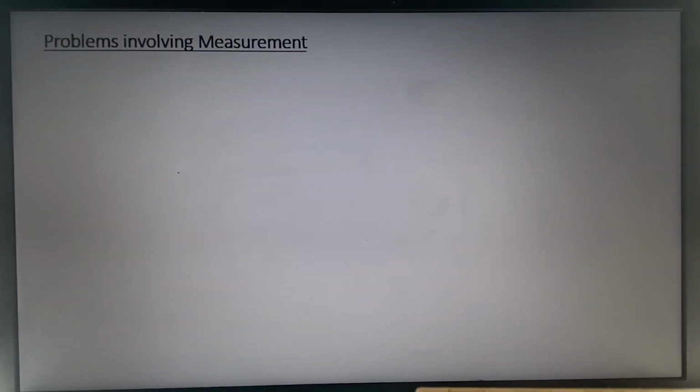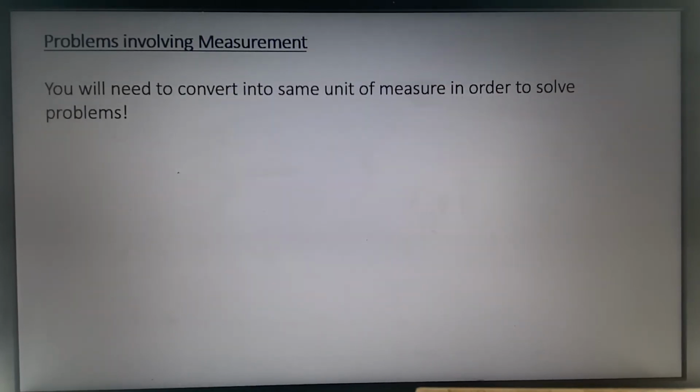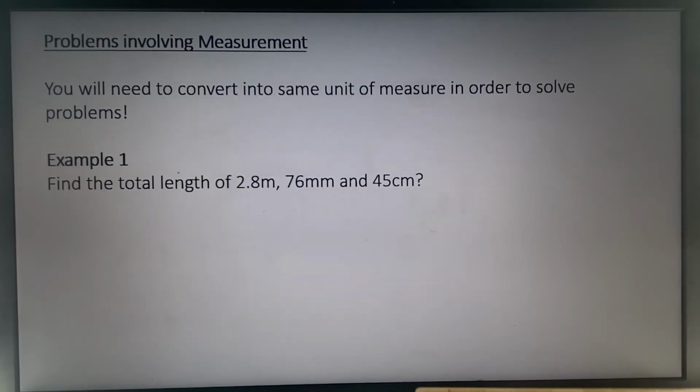Okay, so some problems involving measurements. Now, it's very important when we solve any problems with measurement that we're working in the same unit of measure. And that won't always be the case. You won't always be given things in the same unit of measure. So it's important to be able to convert to solve any problems. So if we look at our first example, we want to find the total length of 2.8 metres, 76 millimetres and 45 centimetres. Now we can't just add these 3 numbers together because they're not expressed in the same unit. So we've got metres, we've got millimetres, we've got centimetres.